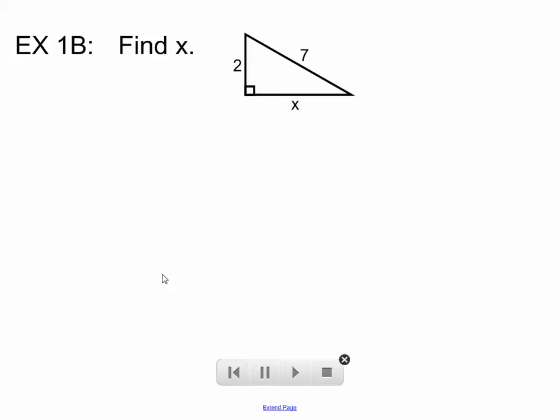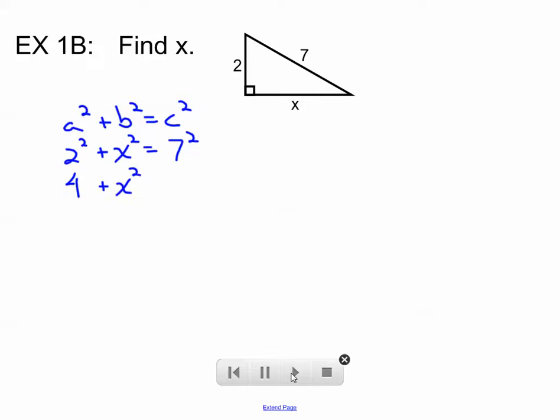Here's another problem. This time we're missing one of the legs, so the Pythagorean theorem is still going to work here. I'm going to put 2 in for A and x in for B. And again, it does not matter if you switch x and 2 around, but 7 definitely needs to go in place of C. 2 squared is 4. We'll leave x squared. And 7 squared is 49. Subtract 4 from both sides and then take the square root of both sides.